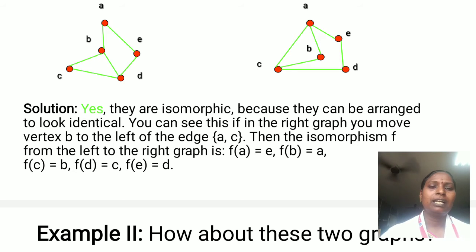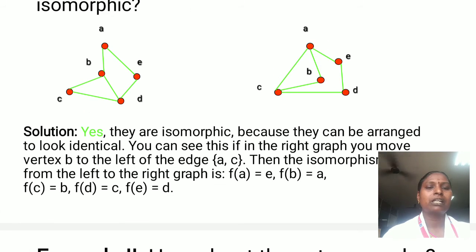How? They are isomorphic because they can be arranged to look identical. You can see this if in the right graph you move vertex B to the left of the edge A, C. Then the isomorphism f from the left to the right graph is f(A) = E, f(B) = A, f(C) = B, f(D) = C, and finally f(E) = D. So we have one-to-one adjacency, therefore the above two graphs are isomorphic.